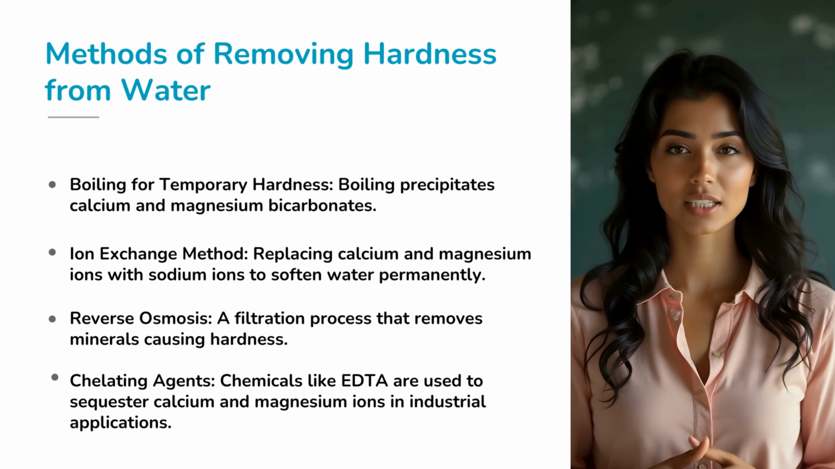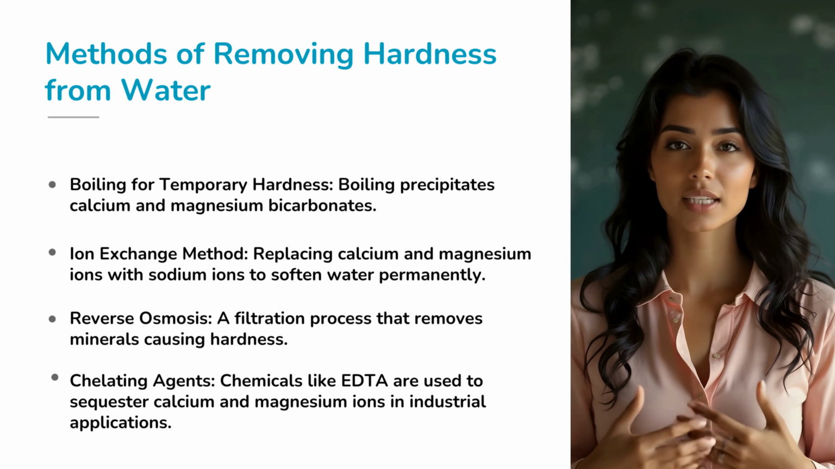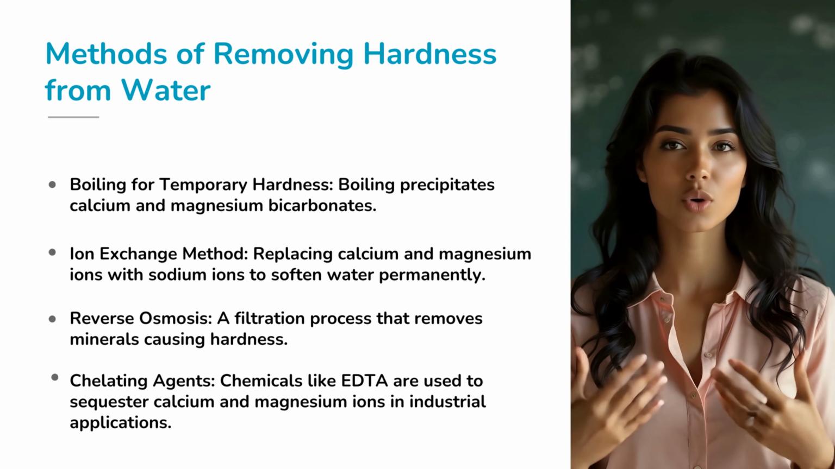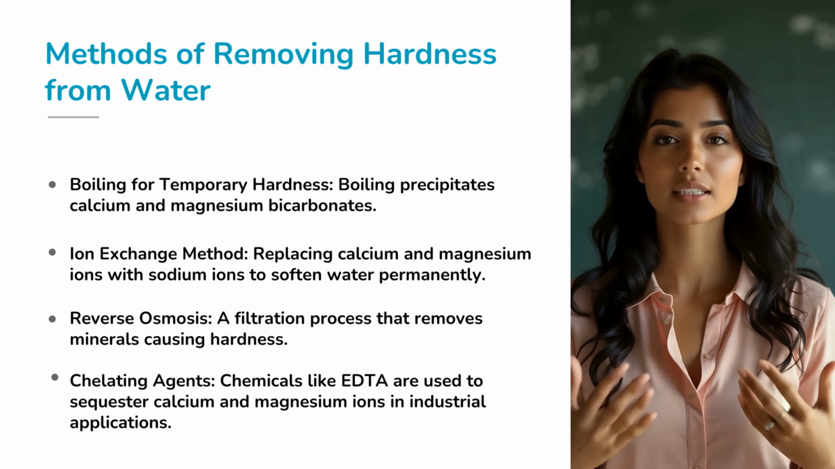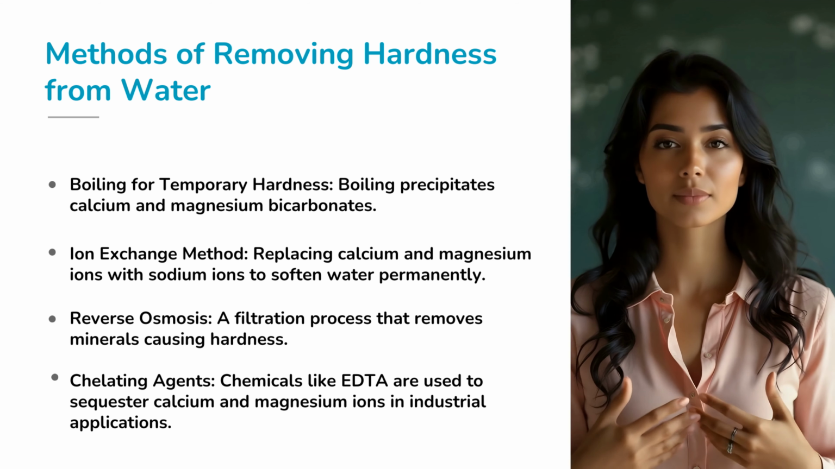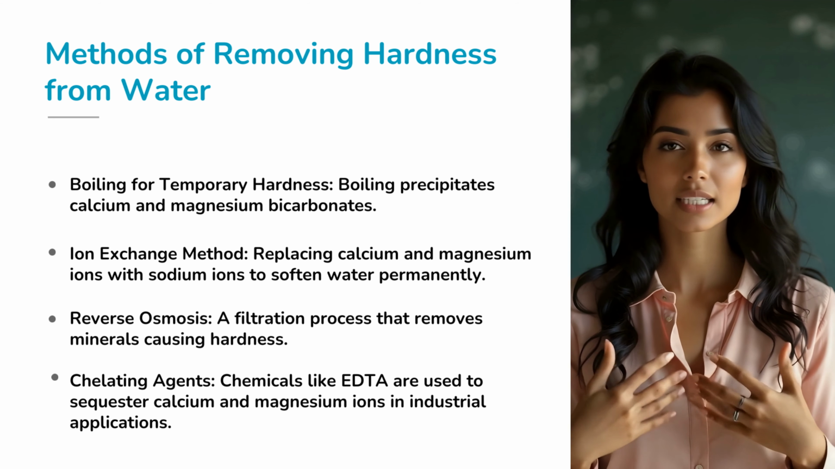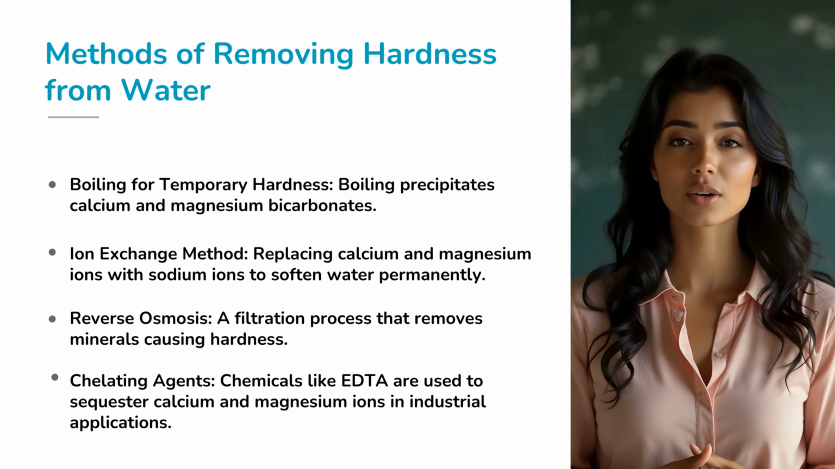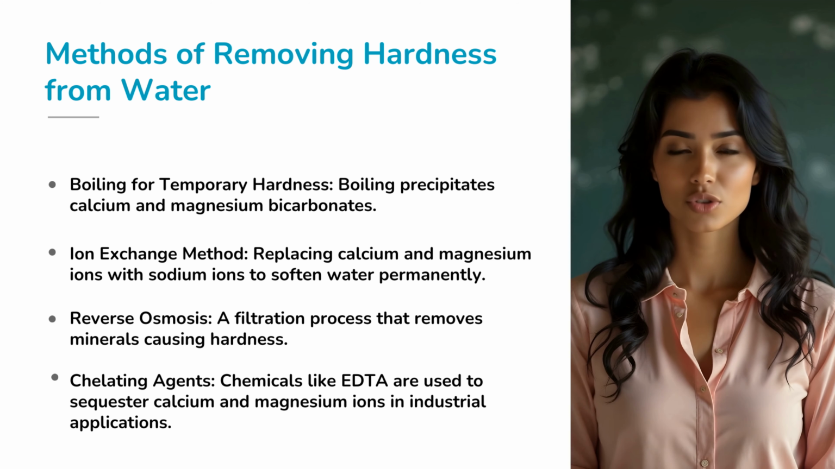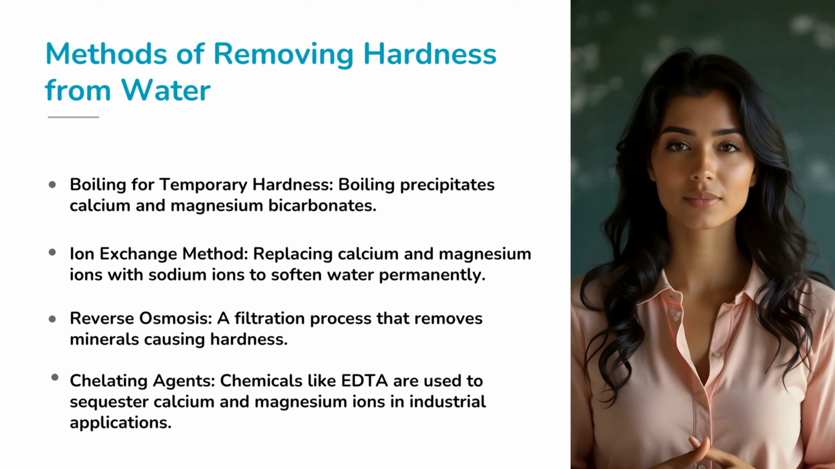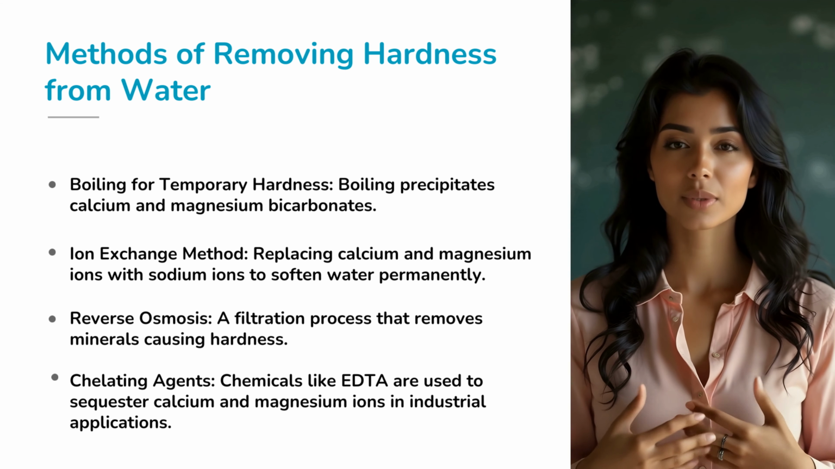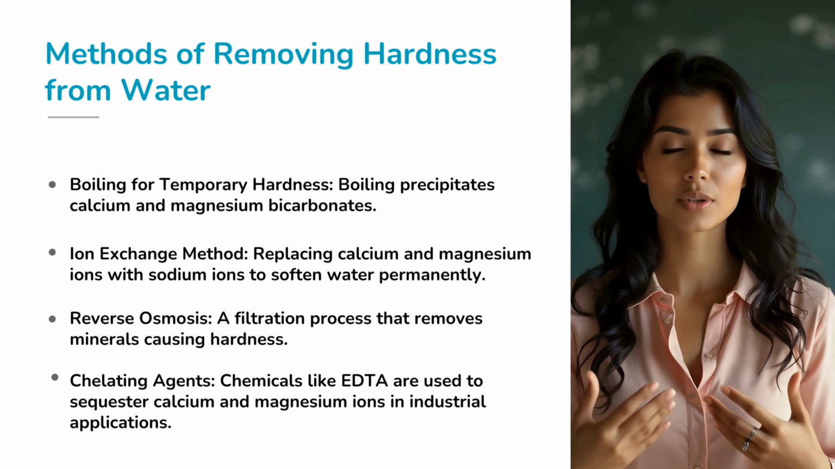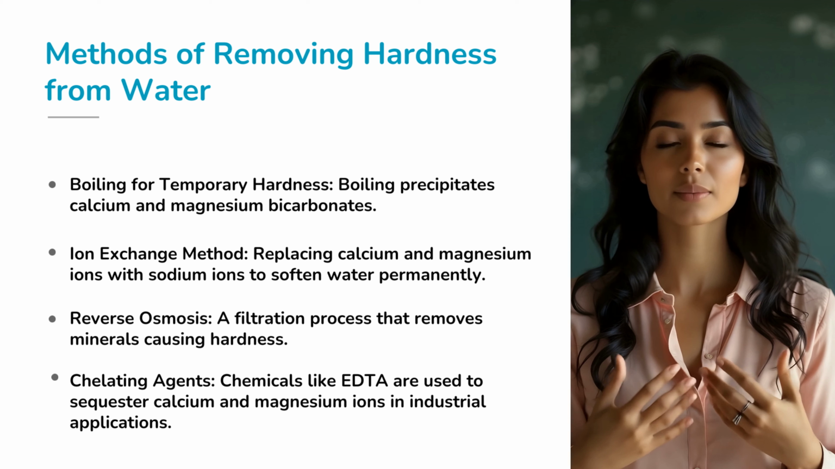So, how do we deal with hard water? There are several methods. First, you can boil the water to remove temporary hardness, just like we did earlier. But for permanent hardness, you'll need to use a more advanced method. Ion exchange is a common technique used to soften hard water. This process involves replacing the calcium and magnesium ions in the water with sodium ions, which don't cause hardness.